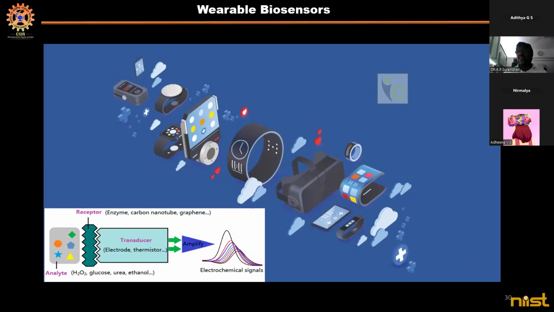This is actually an after effect of a developed society, where a lot of lifestyle diseases are possible. One of the important problems is diabetes, so you have to accurately measure the glucose level of blood.